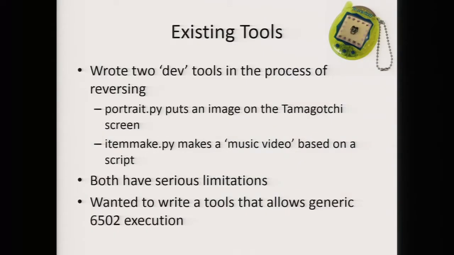So the next thing I wanted to do was make some dev tools. And I already had 2 of them that I'd made in the process of reversing. The first one is called portrait.py, and I used that to put the image on the screen of the Tamagotchi, so that's a simple one. I also had item make, which is what I used to make the Tamagotchi music videos.